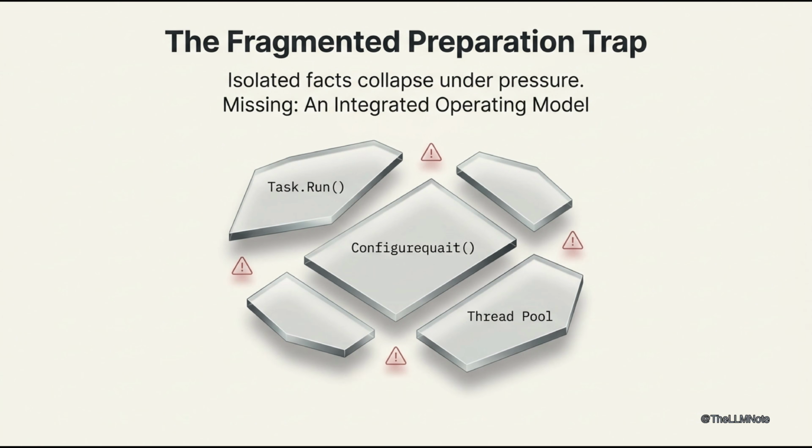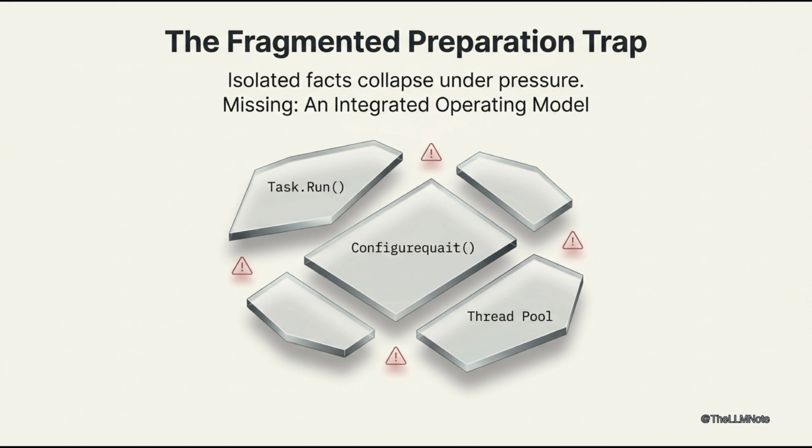But here's where it gets interesting. The fragmented preparation trap. Existing prep materials: disjointed blog posts, API cheat sheets, isolated task examples. Missing is an integrated operating model connecting the compiler-generated state machine, synchronization context, and thread pool. The result: candidates misdiagnose deadlocks, misuse ConfigureAwait, confuse IO-bound and CPU-bound workloads. In high-stakes interviews, fragmented knowledge collapses under novel problem pressure.